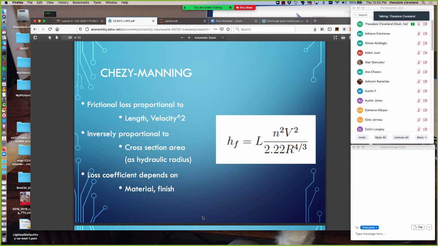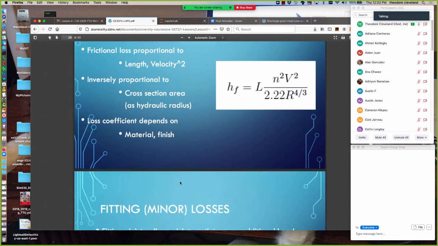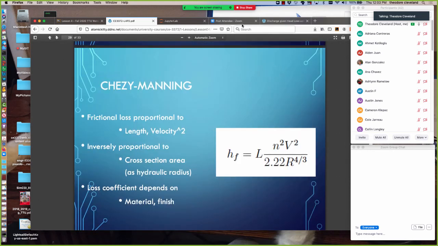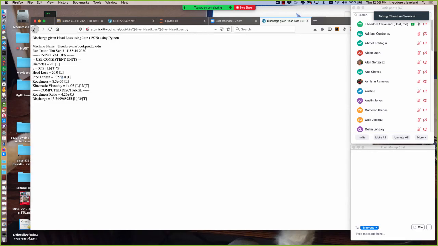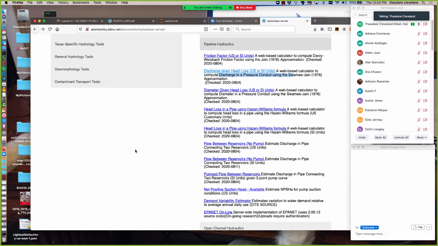What we learn by examining it is that the loss is proportional to the length, the square of velocity, inversely proportional to the cross-sectional area, in this case manifested as the hydraulic radius, and the loss coefficient depends on the material and the finish. And we look up the loss coefficient in tables, much like the Hazen-Williams method, except in different tables. Let's take a visit back here to the class server.